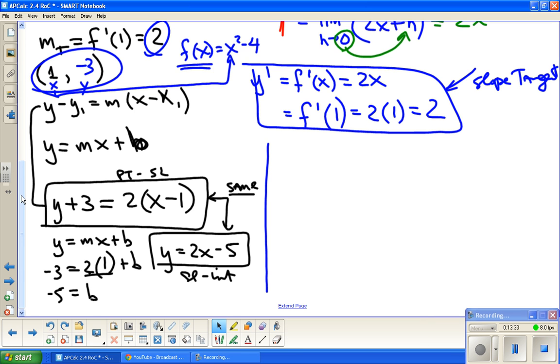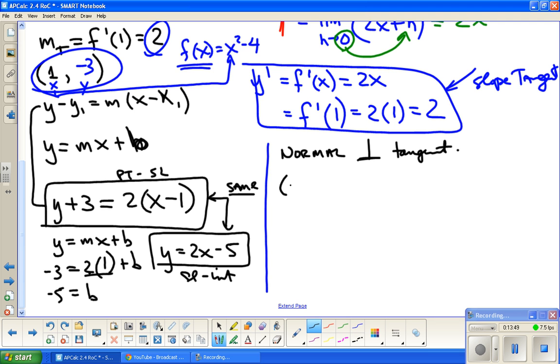Now, you may or may not recall that a normal line is a line that's going to be perpendicular to the tangent line. Okay, so if I want to write the equation of a normal line at x equals 1, okay, then the point's still 1, negative 3. The normal line will have a perpendicular slope to the tangent. So the slope of the tangent line was 2. The slope of the normal line, which is perpendicular, has to be the opposite reciprocal.